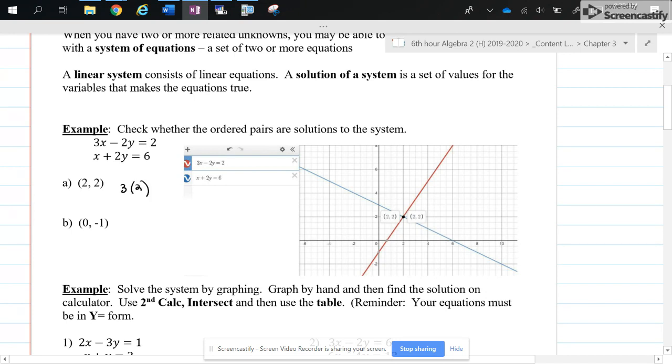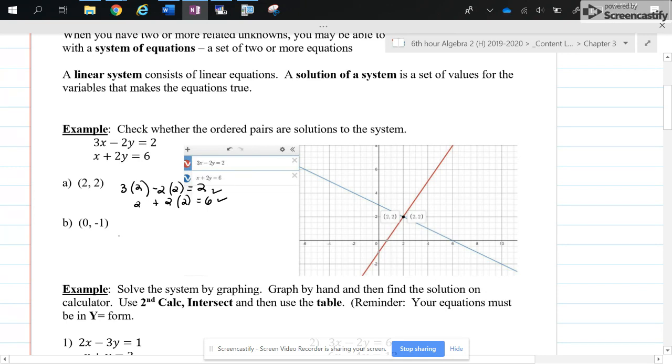So I'm going to check to see for this system, is (2, 2) a solution to the system? So I see that I get 6 minus 4, which equals 2. So that is true. And then if I plug (2, 2) into the second equation, I get 2 plus 4, which is also 6. So (2, 2) is a solution to the system because when I plug in 2, 2 for x and y, it makes both equations true.